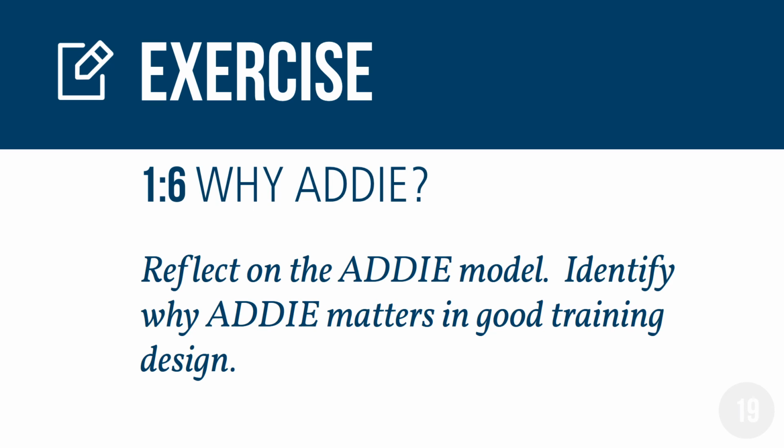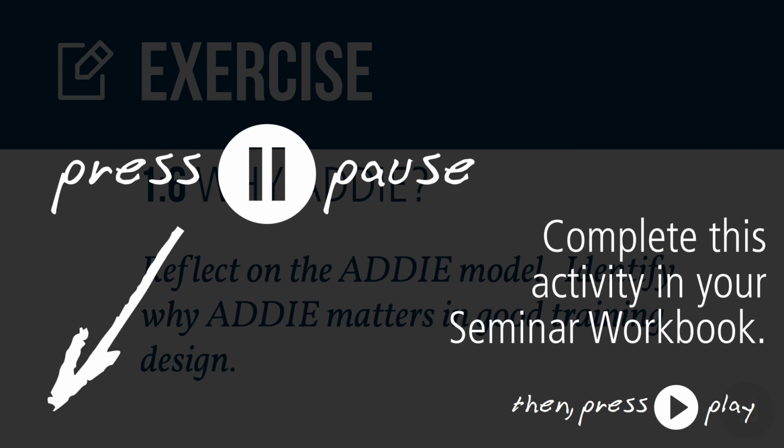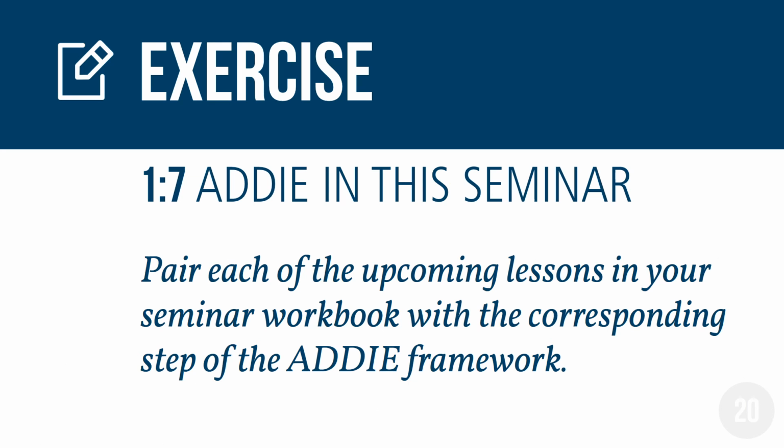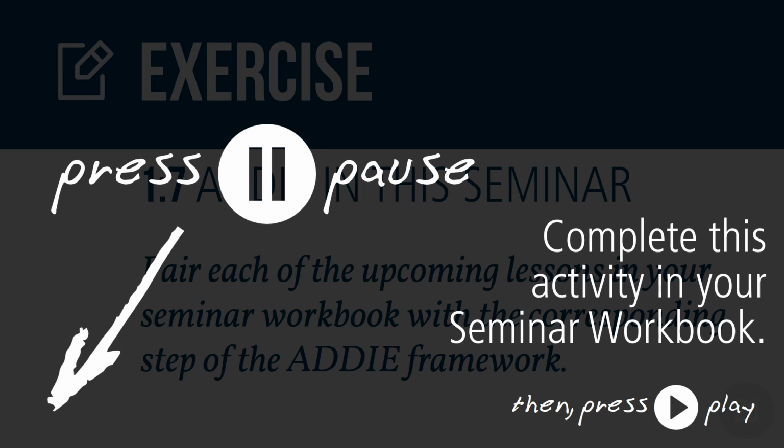In this exercise, let's consider why ADDIE. Reflect on the ADDIE model. Identify why ADDIE matters in good training design. Press pause now to complete this activity in your session workbook. When you've finished, press play to continue the seminar. Now for another exercise, 1-7, ADDIE in this seminar. Pair each of the upcoming lessons in your seminar workbook with the corresponding step of the ADDIE framework. Press pause now and complete this activity in your seminar workbook. When you are finished, press play to continue the seminar.